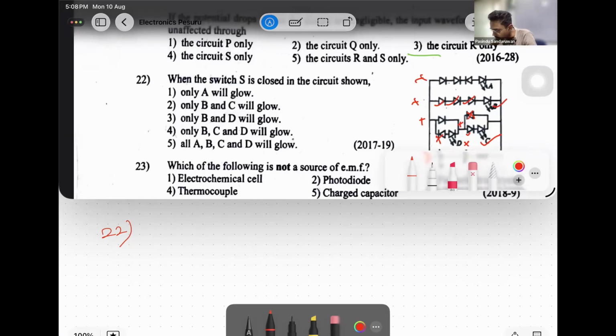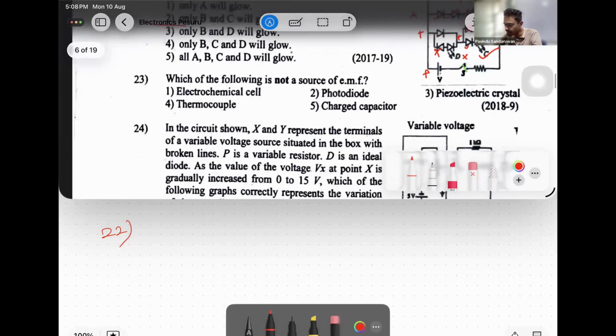And here, this is plus, these diodes are going to be forward biased, but this one is reverse biased. No current flows through the reverse bias diode. Then no current flows through A. A is not lighting up. Then only B and C light up. It is 2. Only B and C light up. That is 2. Right? 23.